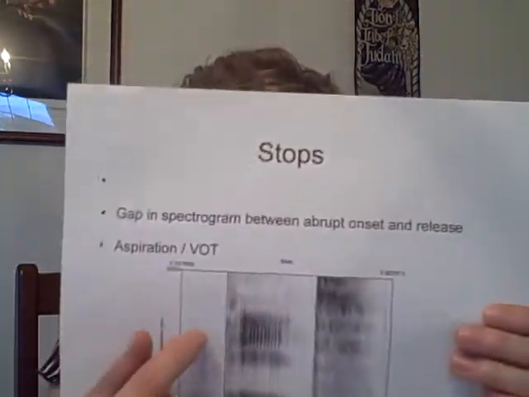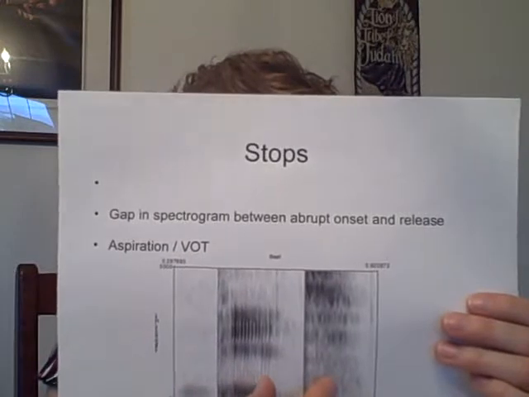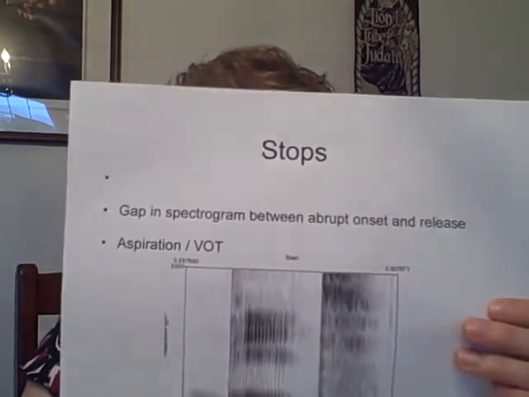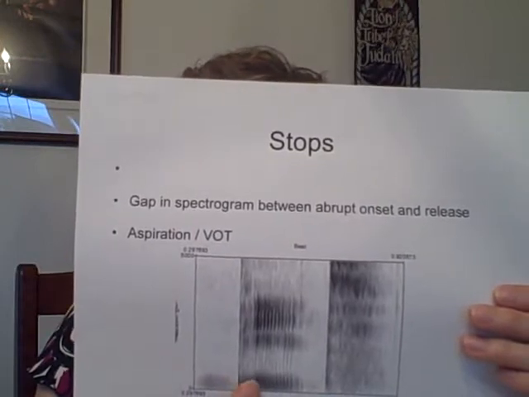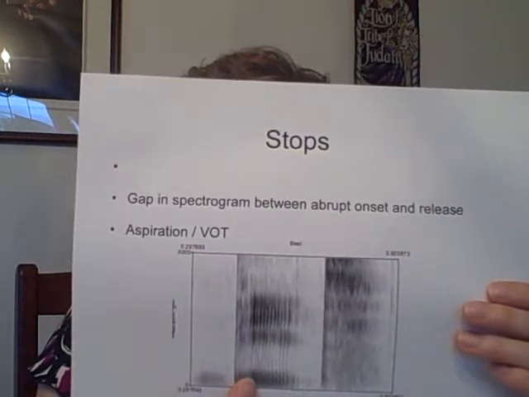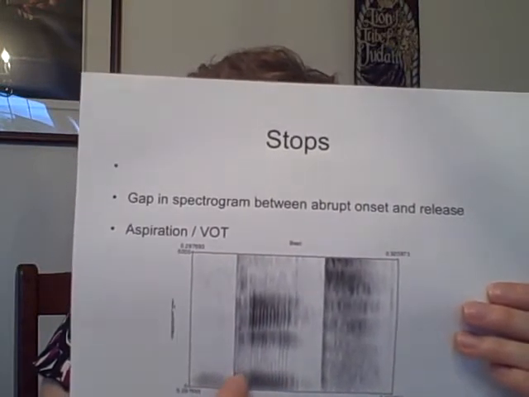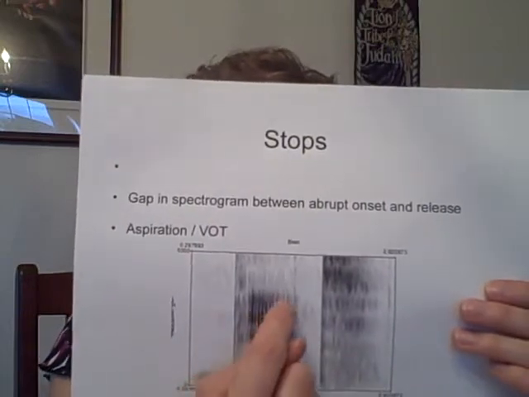So this is beat, b, eat. And you can see the difference. You can see the time that it takes to warm your voice up and get it started. And there's the E. You can see formant 1, formant 2, formant 3.